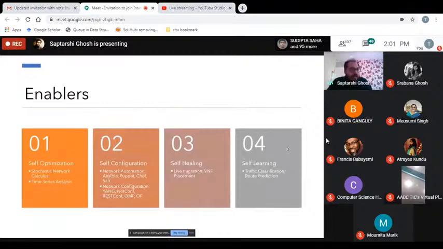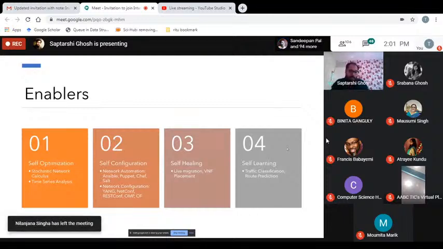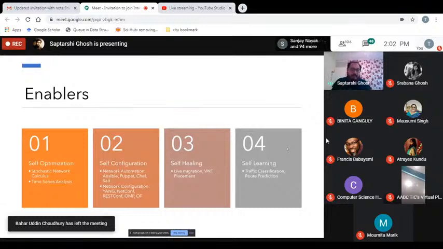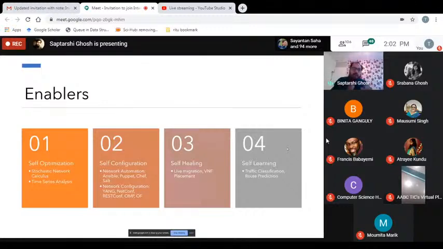Finally, the enablers. If someone wants to work in this field and contribute to this knowledge, this 5G and intelligent routing, what we now refer to as network intelligence, what skill set must they have? The first one, for self-optimization, you have to understand the mathematical modeling called stochastic network calculus, which gives you the probabilistic view of the network. Time series analysis is very important because you see the problem as a time series and you analyze the patterns, right? If you see the trends, you can prevent a lot of catastrophe.